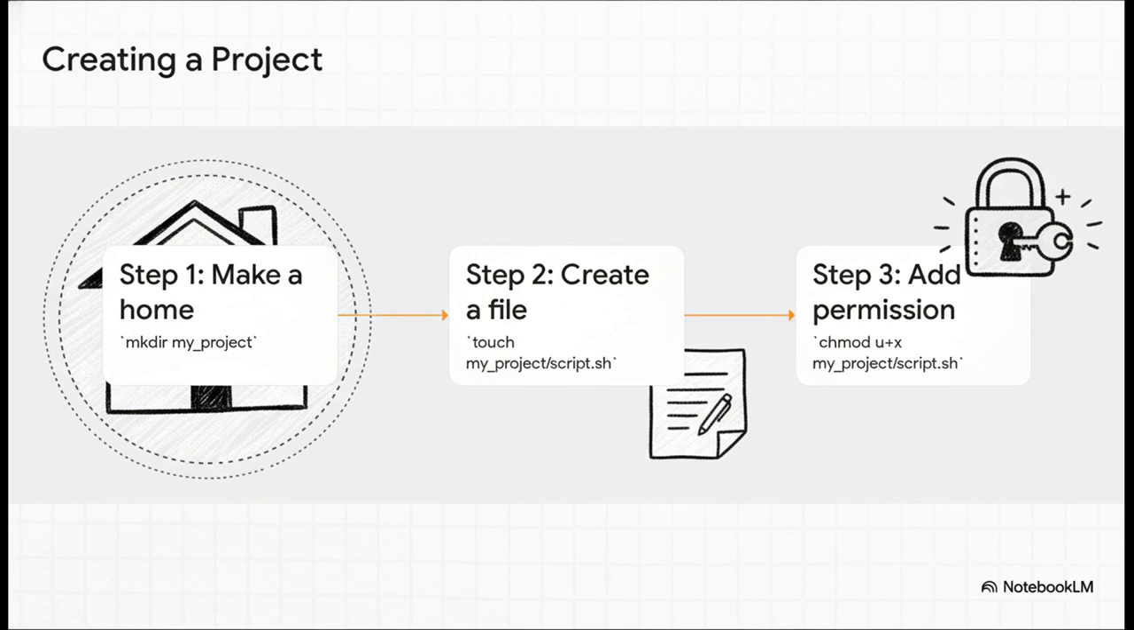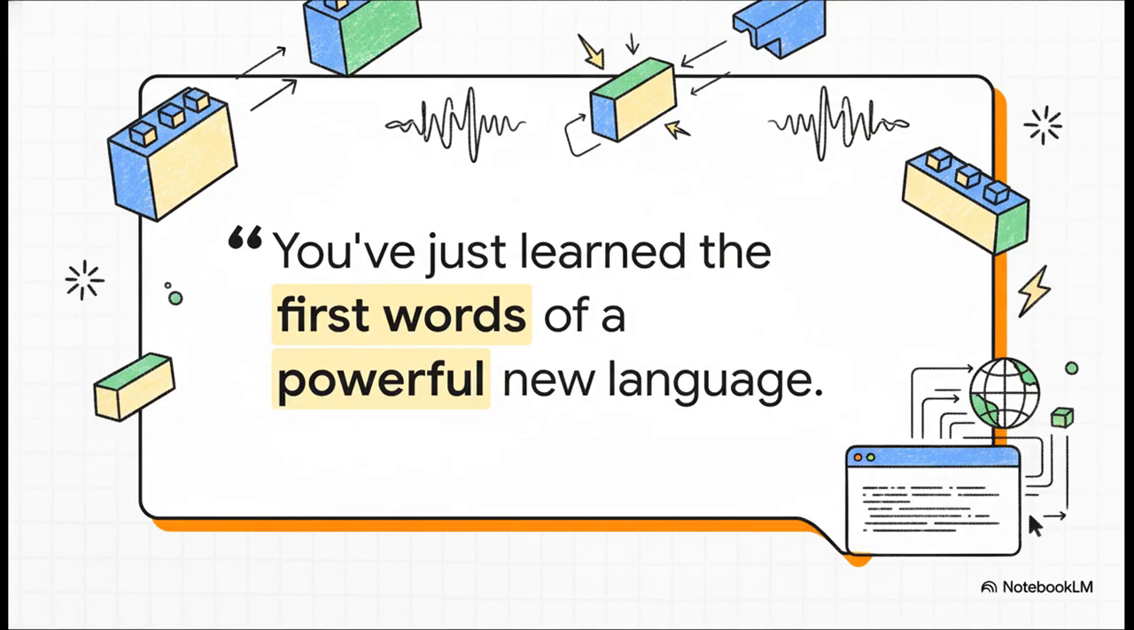And finally, step 3, chmod u+x and the file name. We just changed the rules to make that file executable for the user. Look at that. In 3 simple lines, we've built a space, created an object, and defined the rules for it. And just like that, you've done it. You've taken your first real steps. These commands aren't just a bunch of random letters. They are the absolute fundamental building blocks for talking to the engine that runs our whole world.